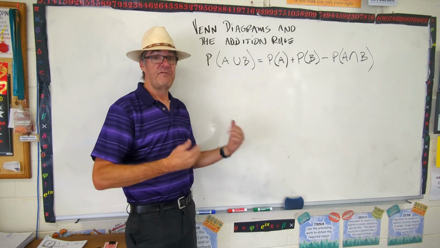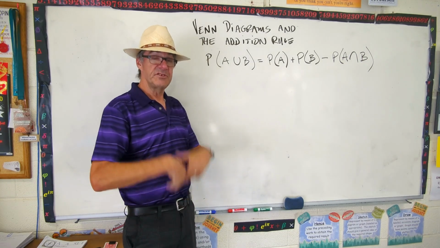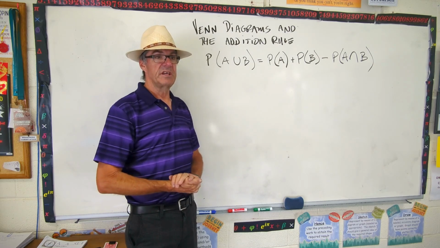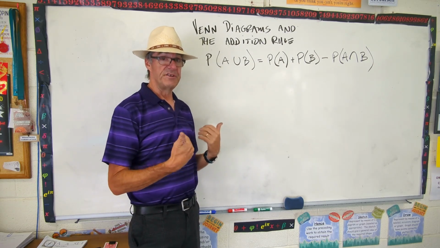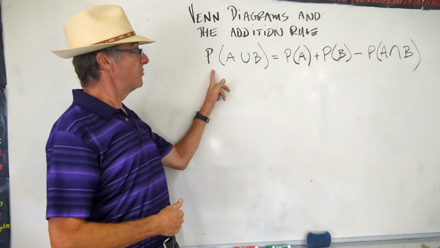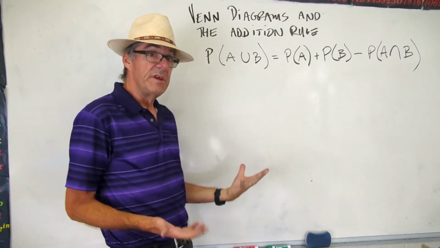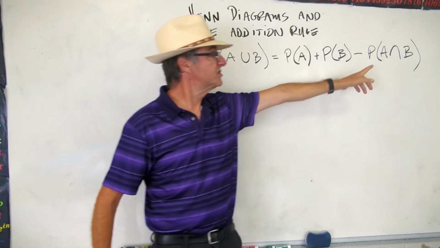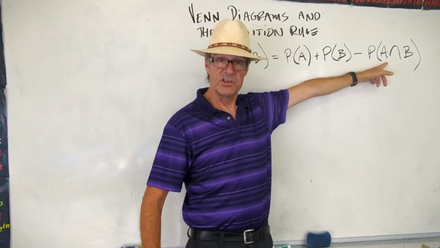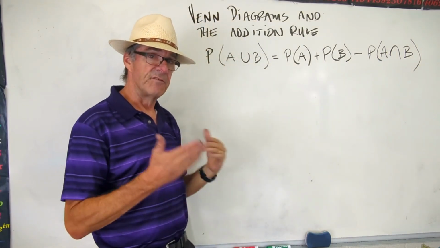Today's lesson covers Venn diagrams and something called the addition rule. This is a rule that we use to calculate the probability with a union, which is the OR condition. So the probability of A or B, that's the union, is going to be the probability of A plus the probability of B, but you have to subtract the intersection of the two probabilities. Now, pause the video and think about that for just a minute.